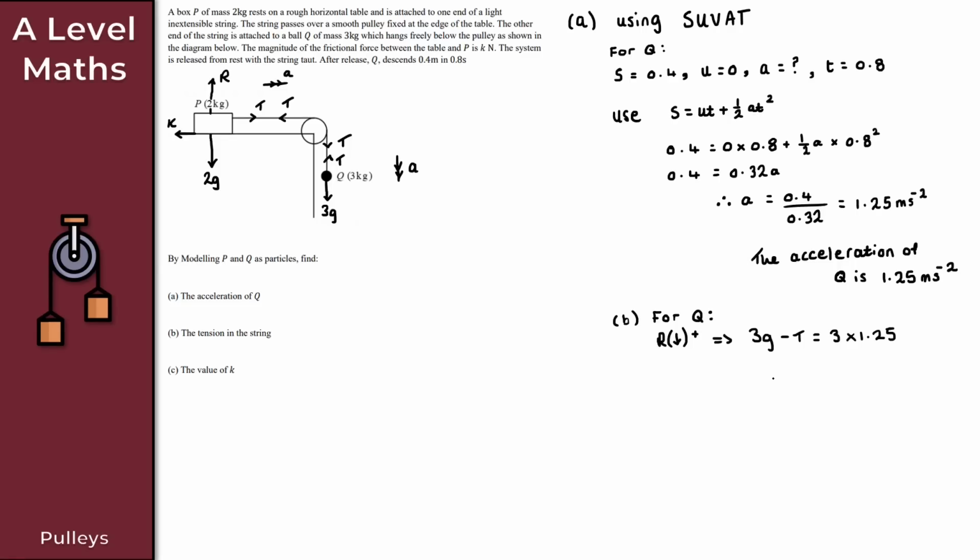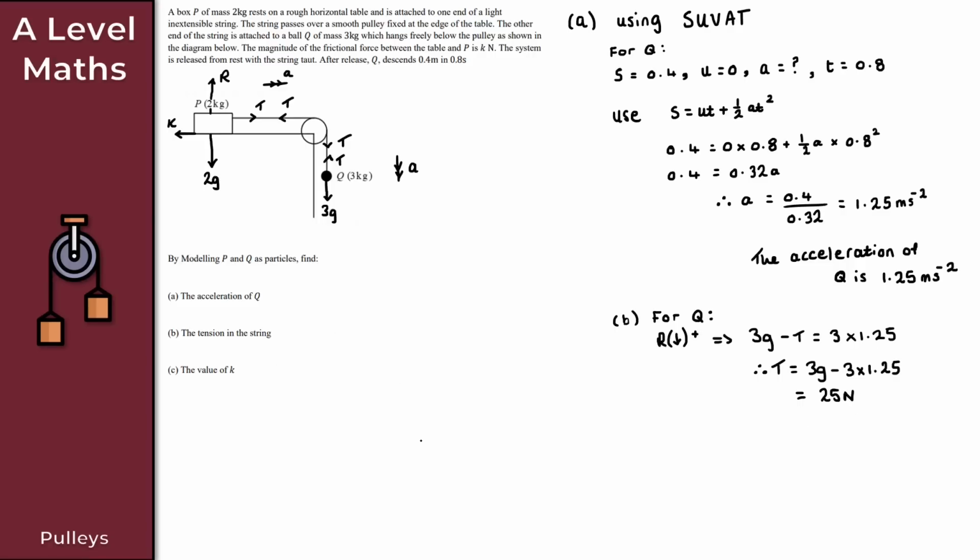Well, in that case then, T is equal to 3g minus 3 times 1.25. So all you need to do here is just use a calculator to evaluate this. I'm rounding our answer to 2 significant figures, so what we get then is 25 newtons. Okay. So there we have it. That gives us the solution to part B. So the tension in the string is 25 newtons.